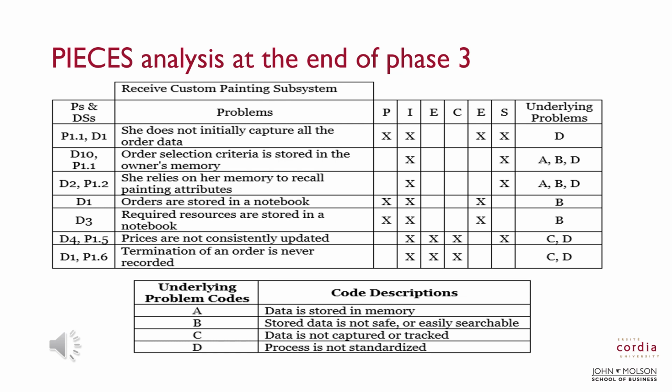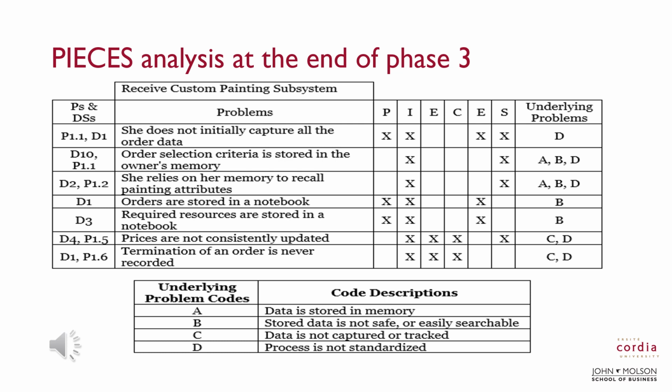About the underlying problem B, where data is stored, that is, stored data is not safe or easily searchable. In addition to memory, notebook, desk, or cell phones are also examples of data stores that are not safe or easily searchable. In this case, D1, D2, D3, and D10 are examples of having problem B.